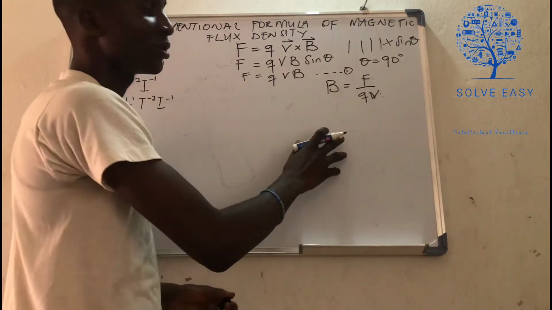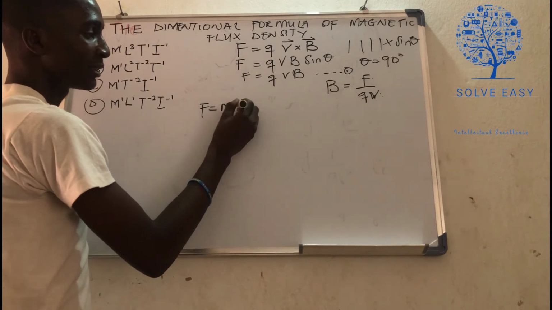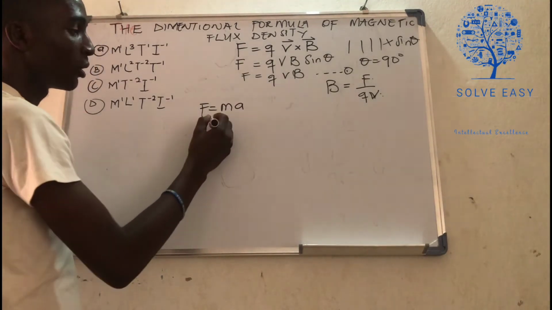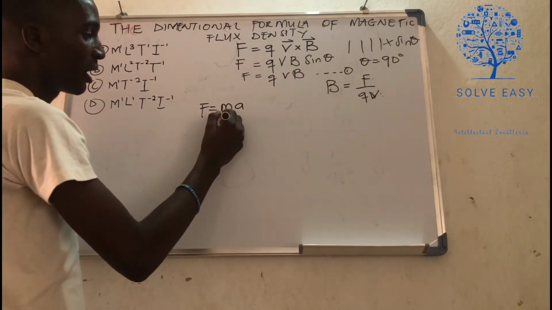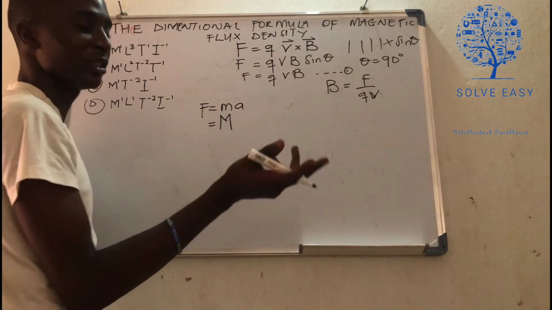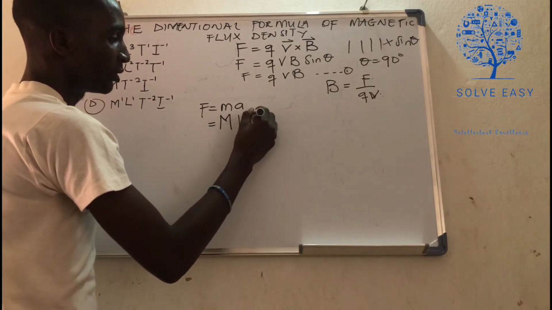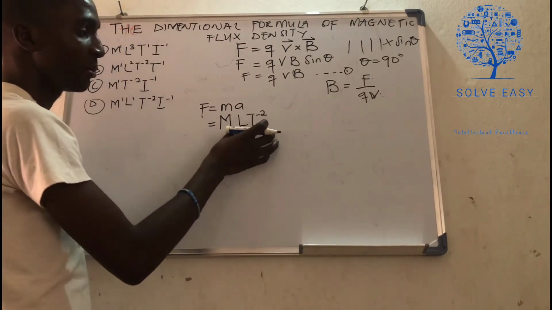Force is equal to the product of mass times acceleration. Mass, the unit is kg, and represented by a capital M, while acceleration is the derivative of velocity. Then I can do this as LT minus 2 as the dimension for acceleration. So this is the dimension for force.